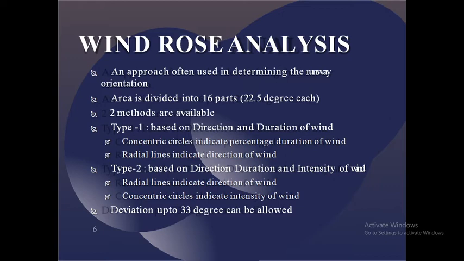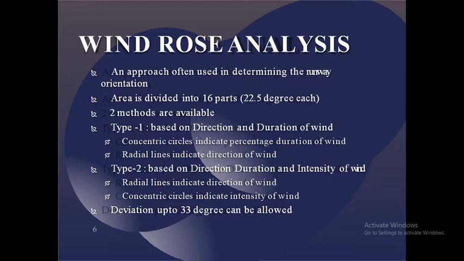Next one, Windrose types. Windrose is classified into two types. One is type 1 diagram, another one is type 2 diagram. One by one we will discuss. Type 1 is based on direction and duration of wind. In type 1 diagram, concentric circles indicate percentage duration of wind. Radial lines indicate direction of wind.